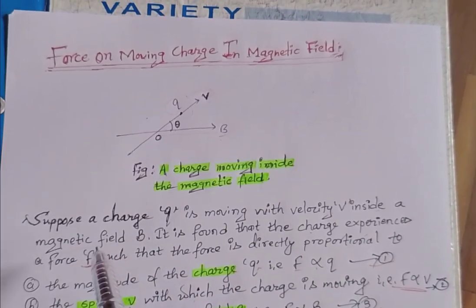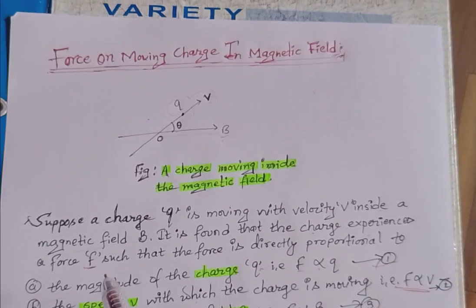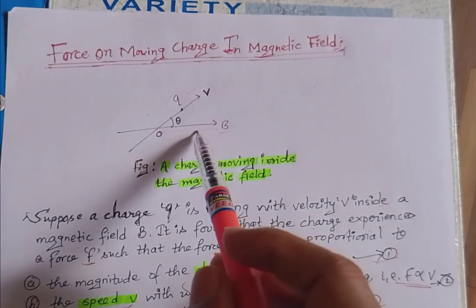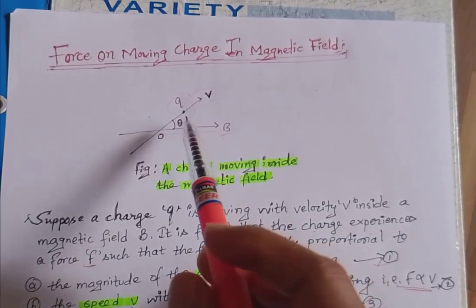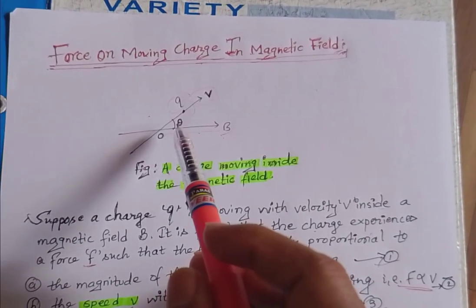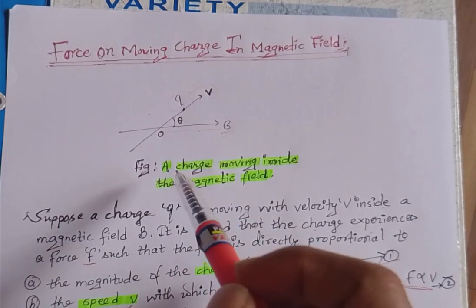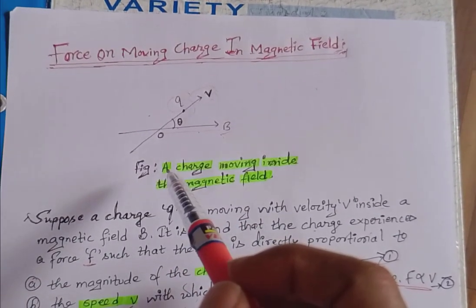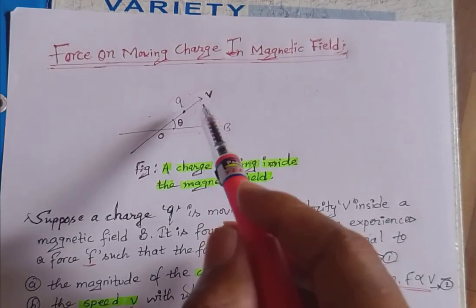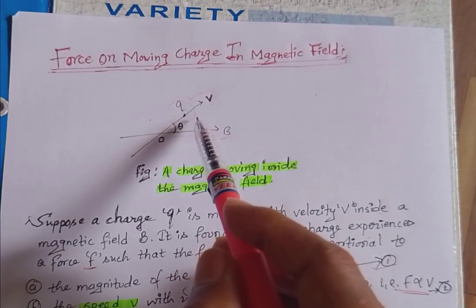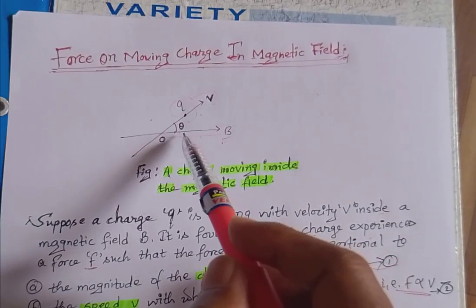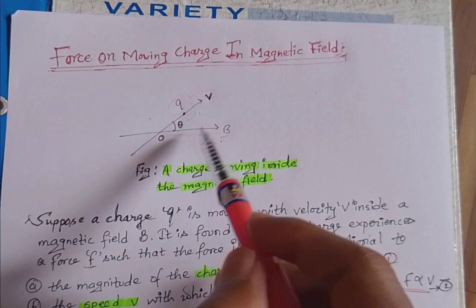So, force on a moving charge in a magnetic field. When a charge is placed in a magnetic field B, a kind of force is produced, and the produced force is called the Lorentz force. Here we want to derive the relation between the force and the charge q moving with velocity v, the magnetic field B, and the angle of inclination between v and B.